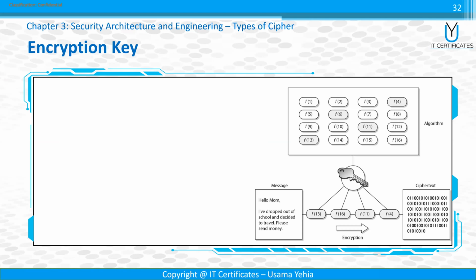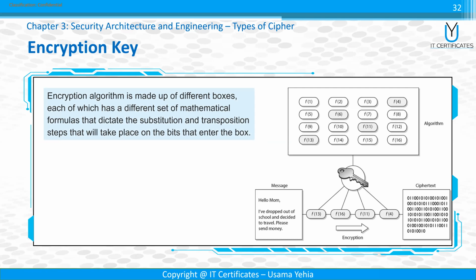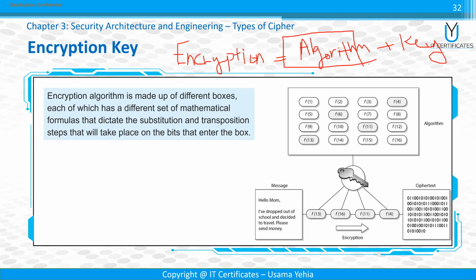Look here, my friends. Do you remember when we said that the encryption process consists of two main components? What are these components? We said it is algorithm plus key. And we mentioned that the algorithm is well known, all of us know it, and we don't have any secrecy here. The only secrecy will be in the key.